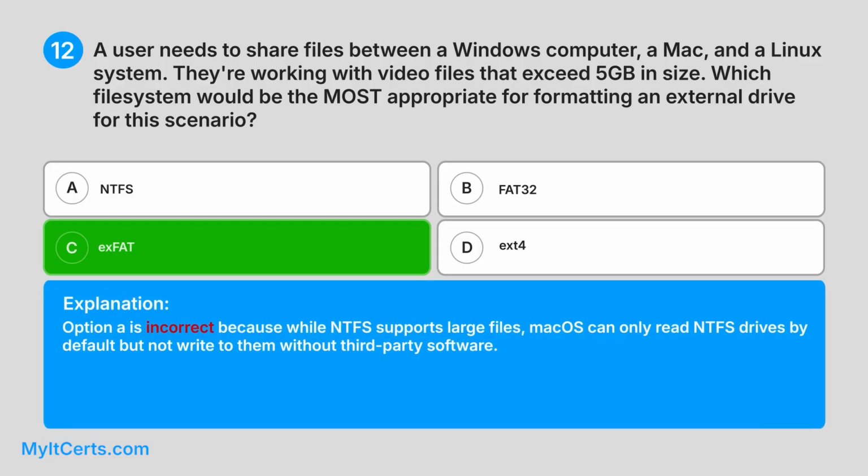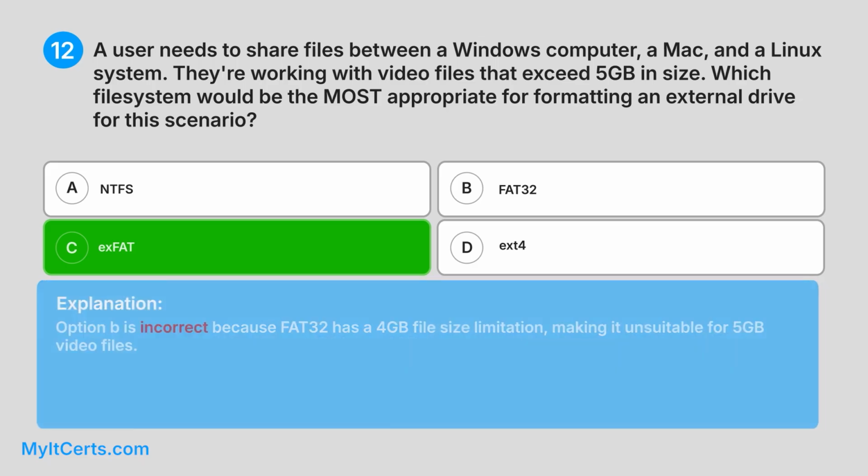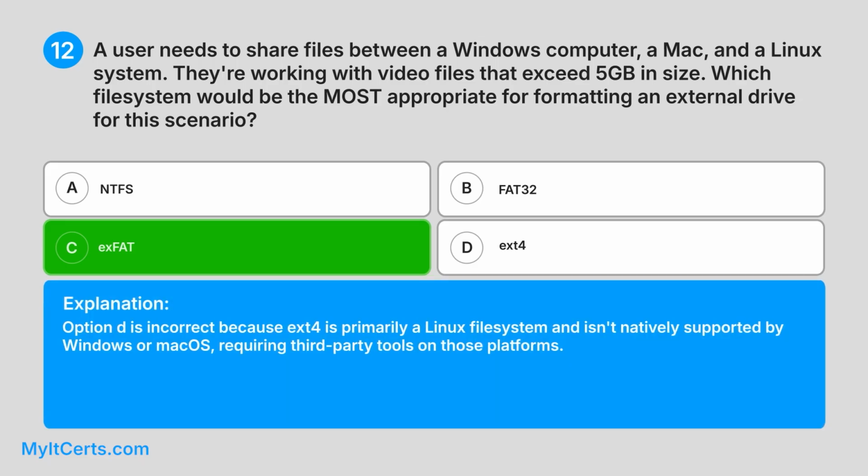Option A, NTFS, is incorrect because while NTFS supports large files, macOS can only read NTFS drives by default, but not write to them without third-party software. Option B, FAT32, is incorrect because FAT32 has a 4 GB file size limitation, making it unsuitable for 5 GB video files. Option D, ext4, is incorrect because ext4 is primarily a Linux file system and isn't natively supported by Windows or macOS, requiring third-party tools on those platforms.